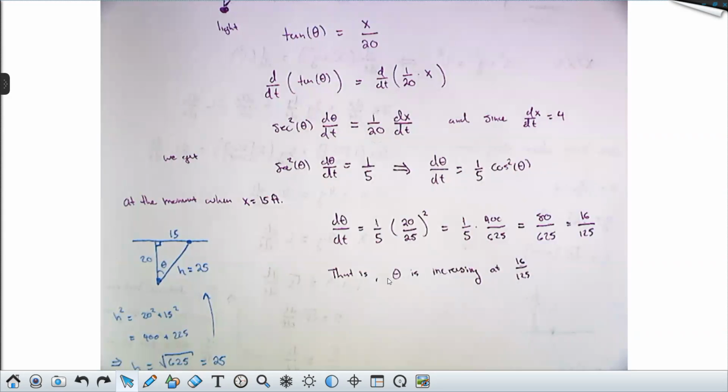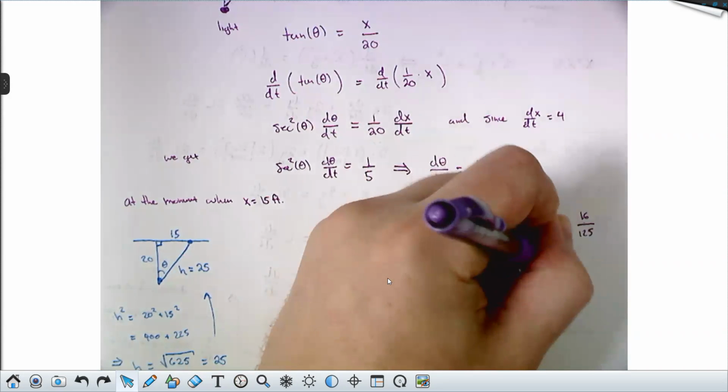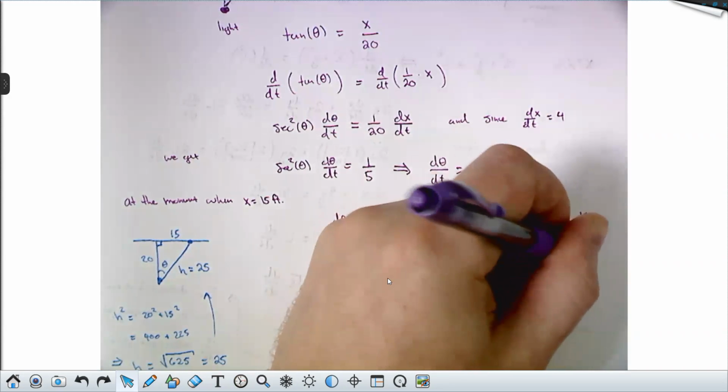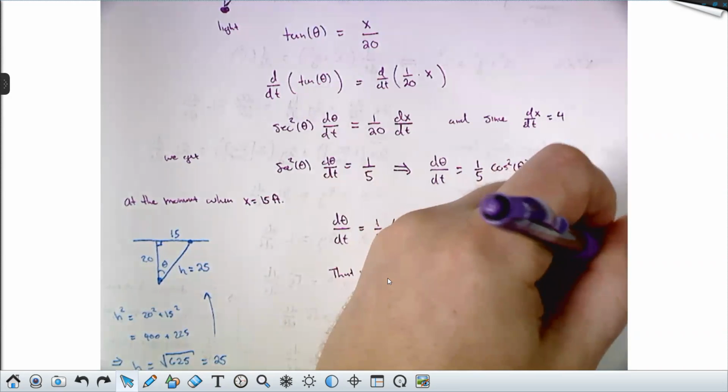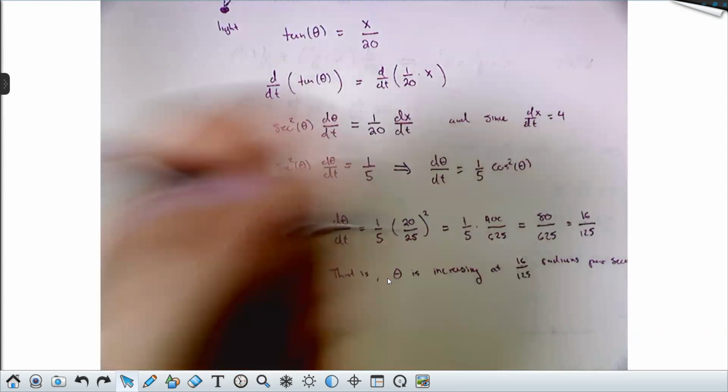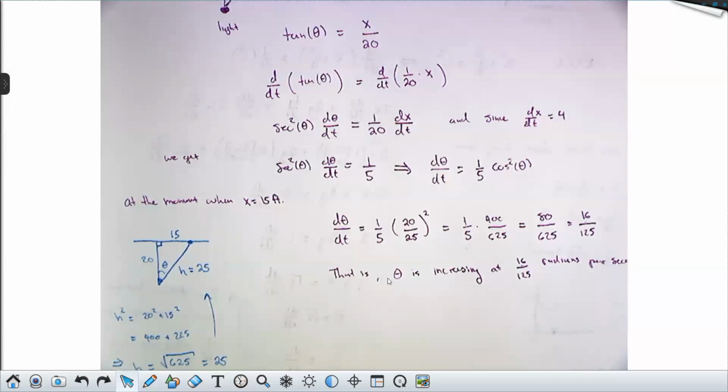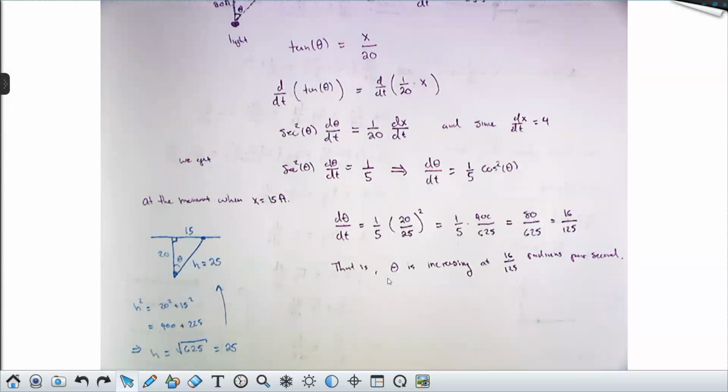What are the units for d theta dt? Something per second. What was the something? Feet? Not feet, radians. So remember, when you're looking at trig functions, theta is measured in radians. So this would be radians per second.